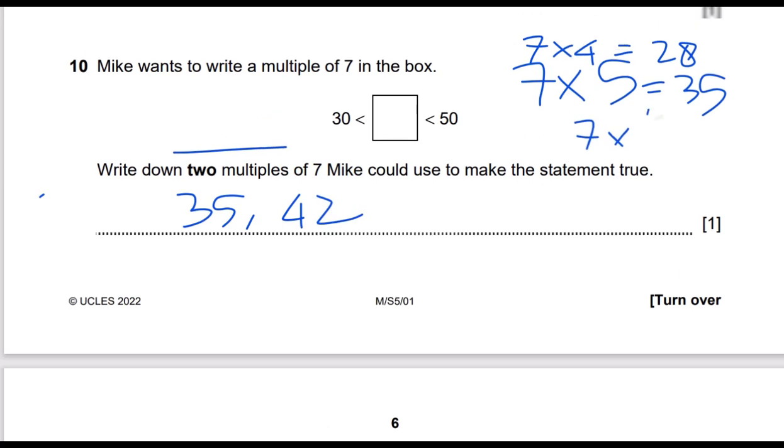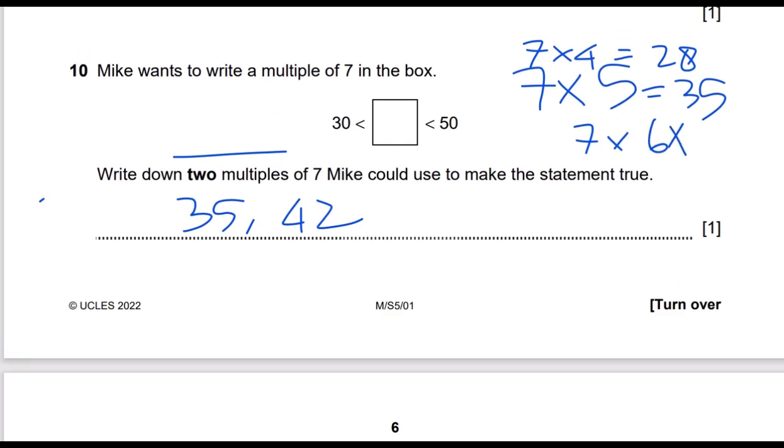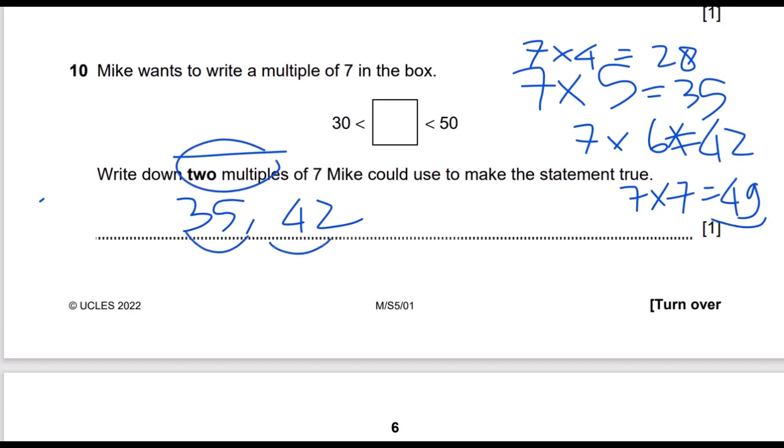Okay. 7 times 7 is 49. It is also allowed, but you just have to write 2 multiples. So either 35, 42, or 49. Next, we move on to the next question.